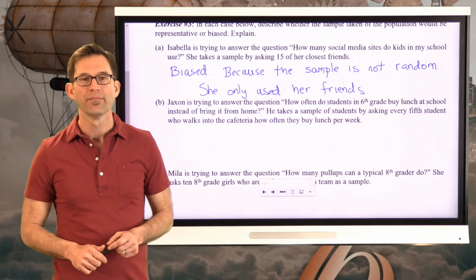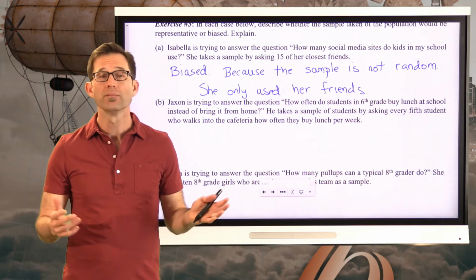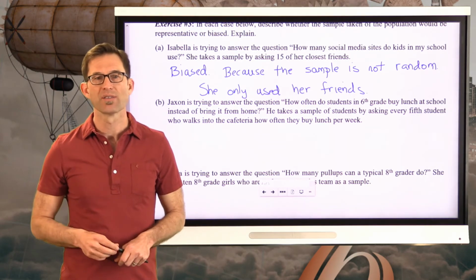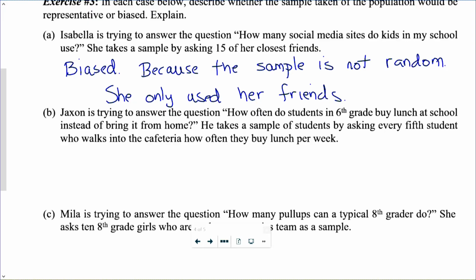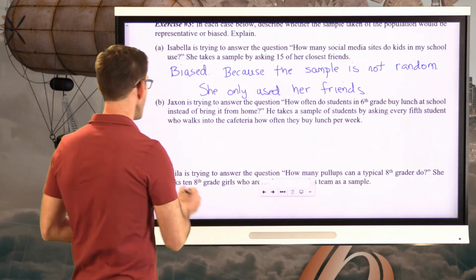Let's take a look at letter B. Jackson is trying to answer the question, how often do students in 6th grade buy lunch at school instead of bring it from home? He takes a sample of students by asking every 5th student who walks into the cafeteria how often they buy lunch per week. All right, so what do you think? Biased or representative, and why? Pause the video now. All right, well this time it's going to be representative in all likelihood.